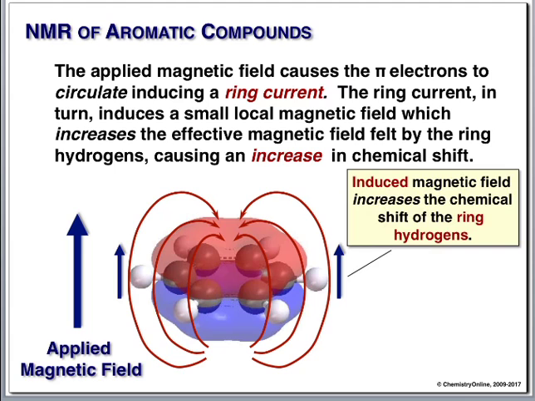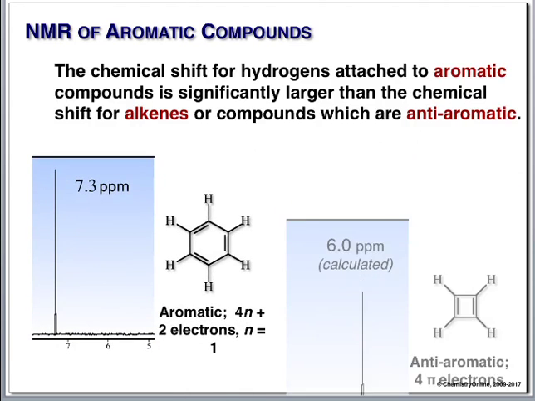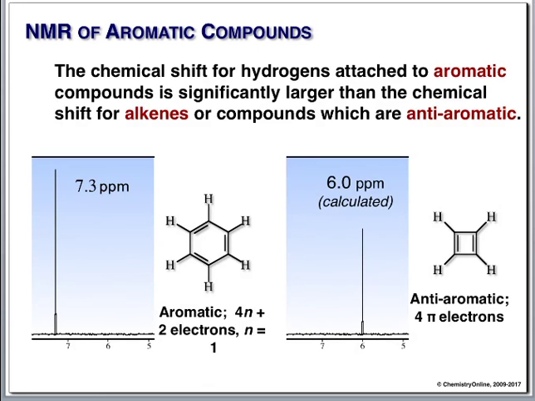I remember we talked about benzene derivatives being way down at 7-8, right? Simple alkenes, however, were 5-6. The reason for the difference here is the ring current. If we could make cyclobutadiene and do its NMR, it's calculated at least to be around 6. That's an alkene because this cannot support a ring current, and benzene can.